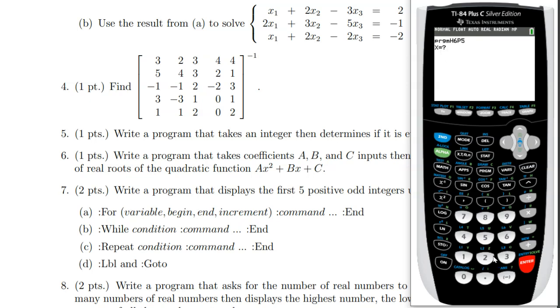Let's try an even number. So let's say 6, and enter. Then it returns E. I could have spelled that even, but I was too lazy to do that. Let's run it again and make sure that it works with an odd number too. So I'm going to try the odd number 5, and hit enter, and it returns O for odd. So it looks like the program is working.